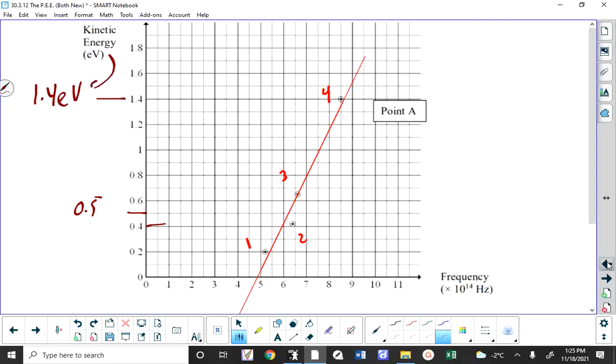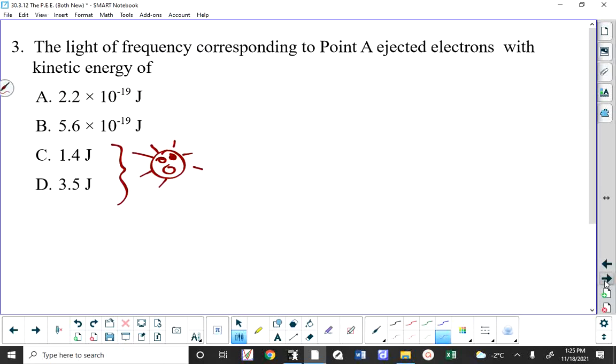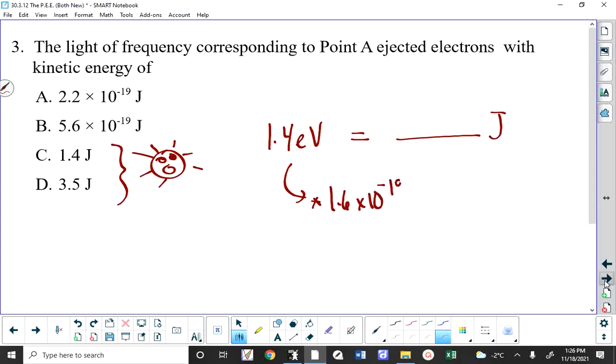You're told the kinetic energy of that data point. The electron for that data point has a kinetic energy of 1.4 eV. So for question 3, all we have to do is take 1.4 electron volts and convert it to joules by multiplying by 1.6 times 10 to the negative 19 joules per eV, and getting, I'm guessing, 2.2 times 10 to the negative 19.